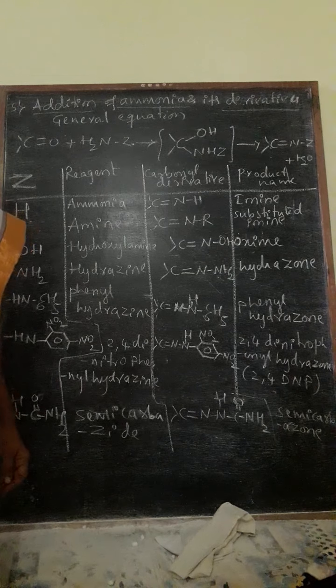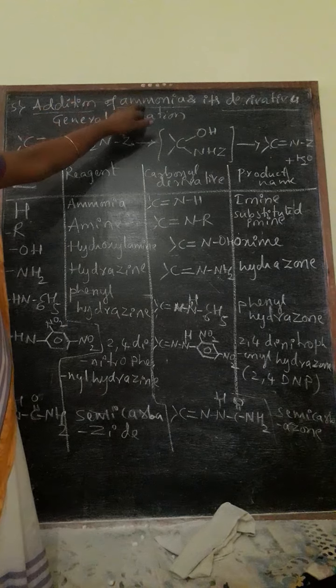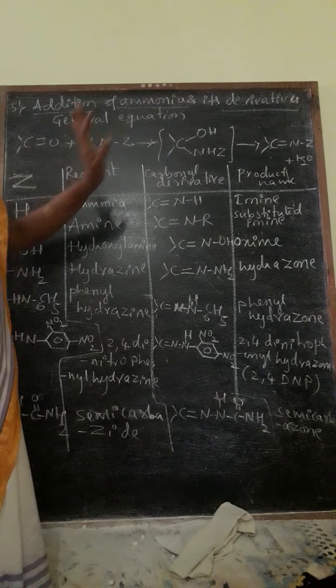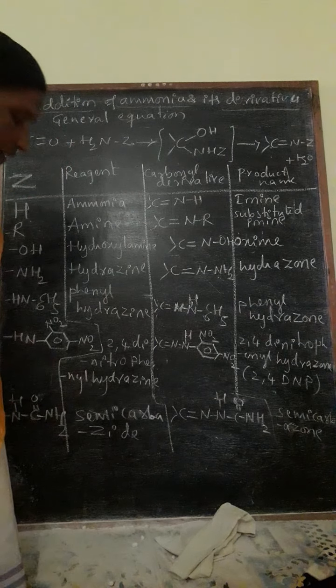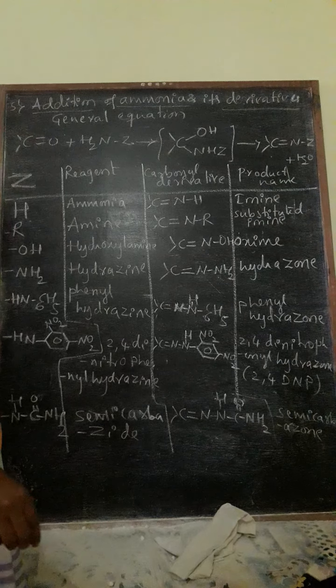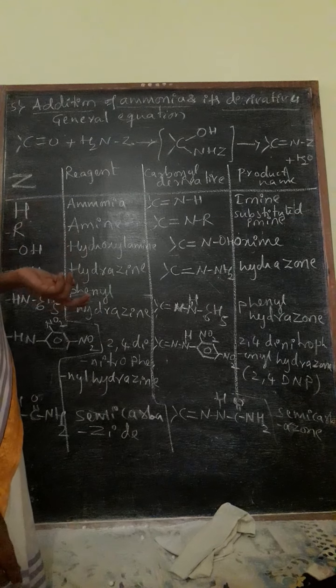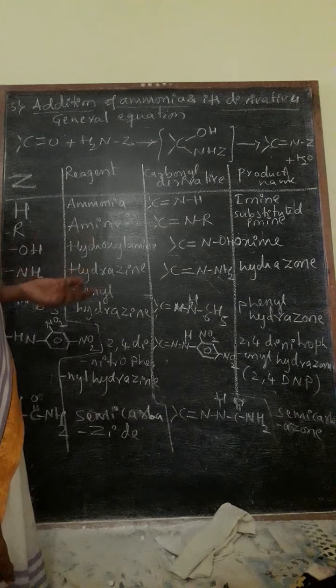In the last class we have discussed a few chemical properties. Those chemical properties are nothing but some nucleophilic addition reactions. After those nucleophilic addition reactions, I will move on to one more addition, that is addition of ammonia and its derivatives. Ammonia is acting as a base, and its derivatives are also acting as a base or electron rich species.